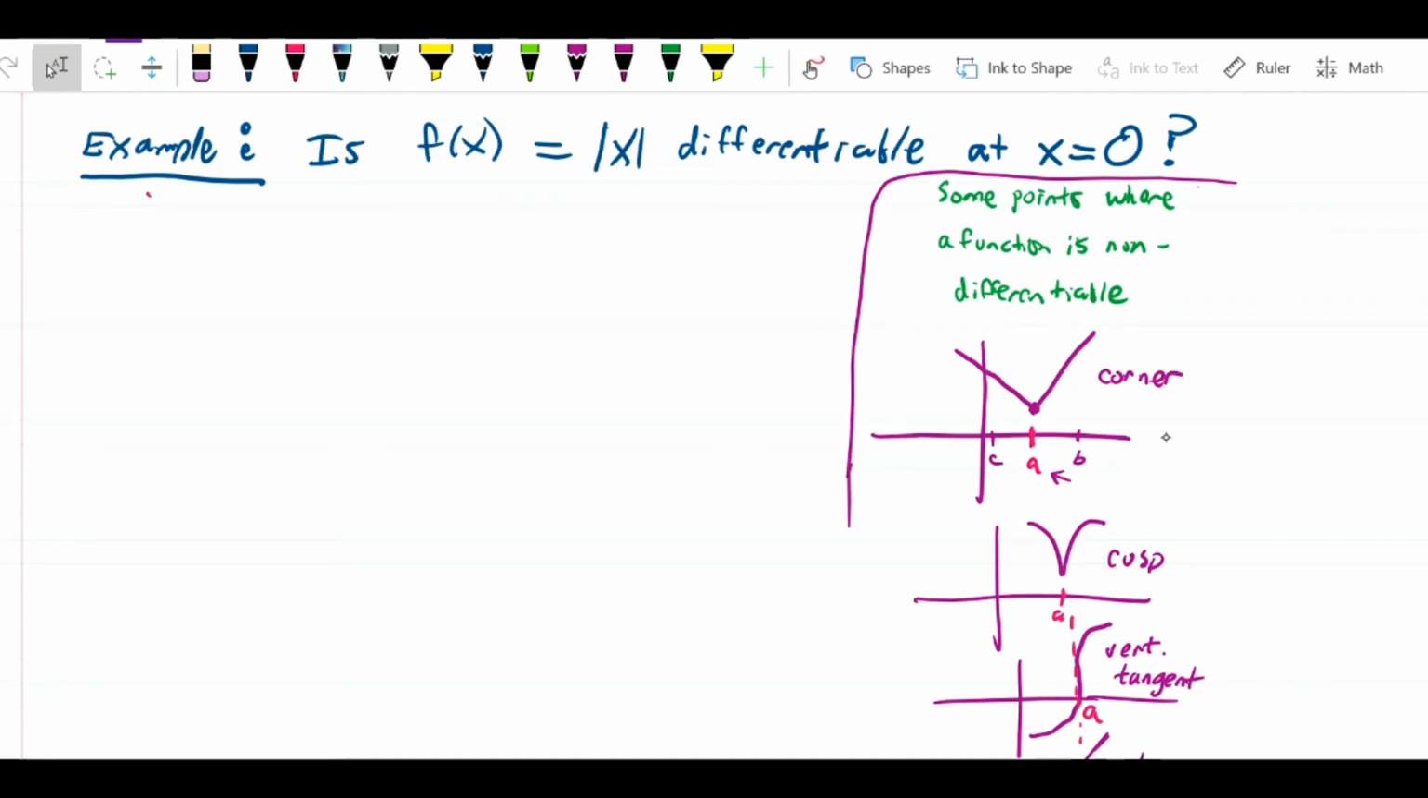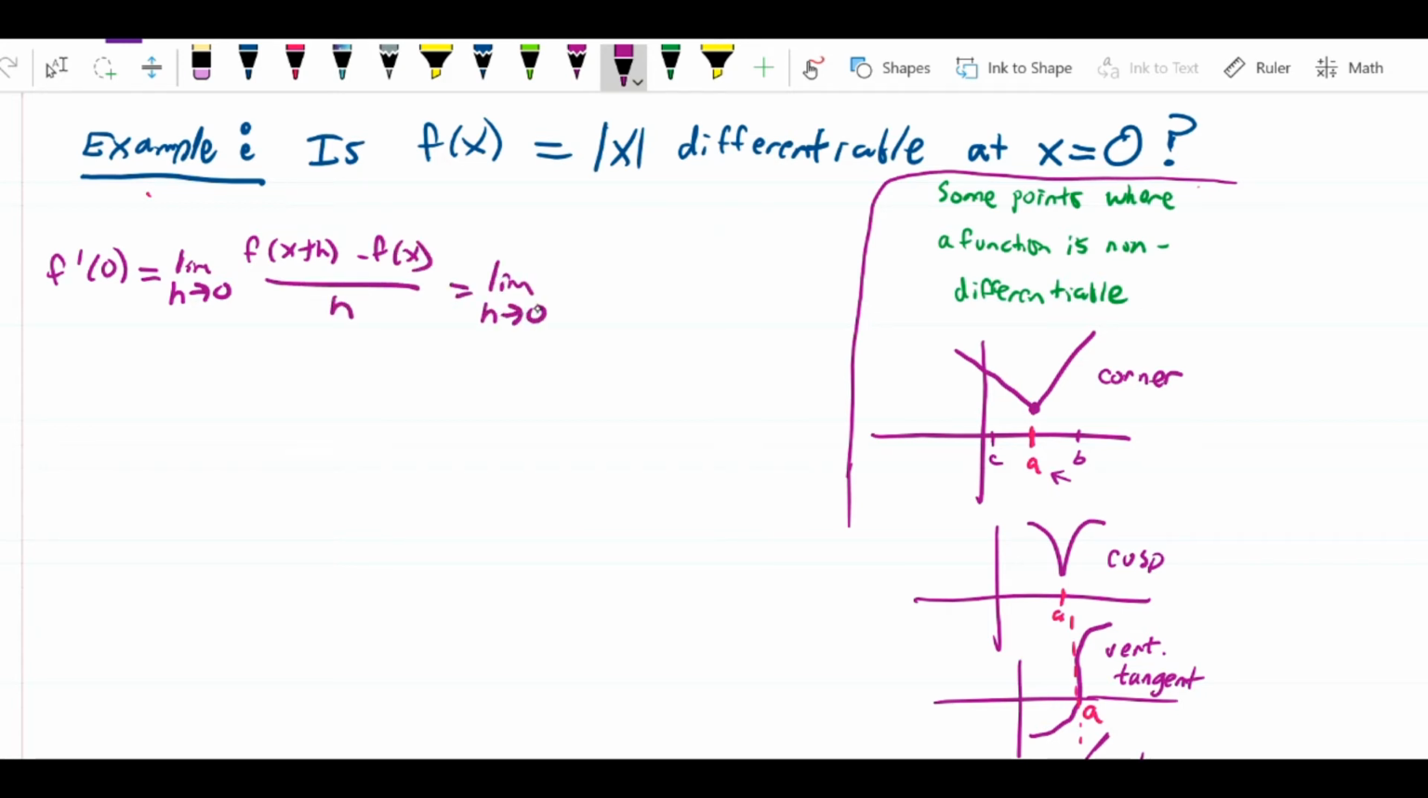What I want to do now is do an example in which we ask the question, is a particular function differentiable at x equals 0? And I'm going to show you why this function is not. So recall that the derivative of f at 0, f prime of 0, is equal to the limit as h approaches 0 of f of x plus h minus f of x over h. Oh, sorry, not x. I want to put in 0 here because we're doing it at a specific point. So f of 0 plus h minus f of 0 over h. So this is going to be 0 plus h minus 0 over h.